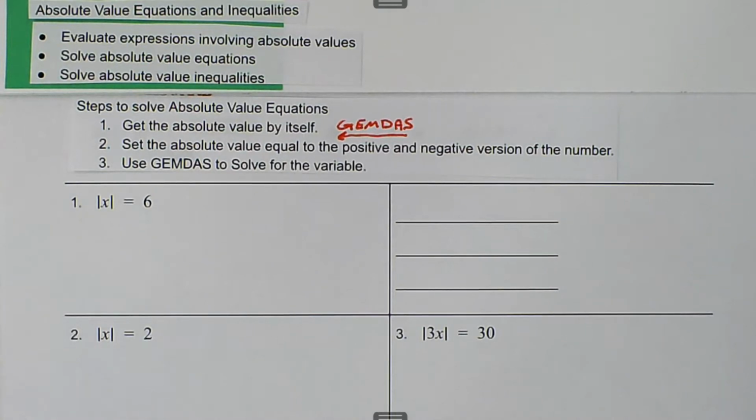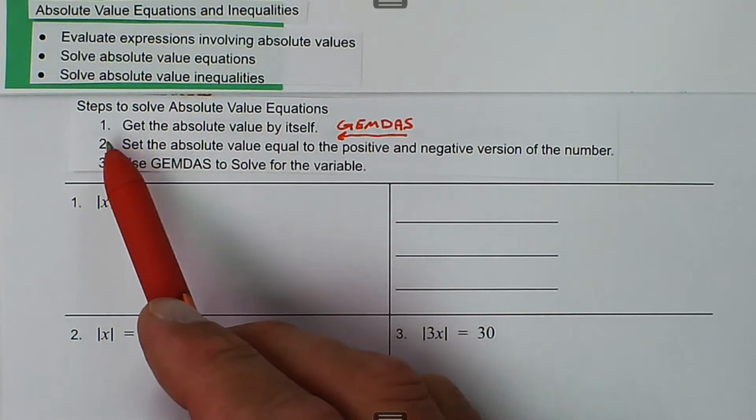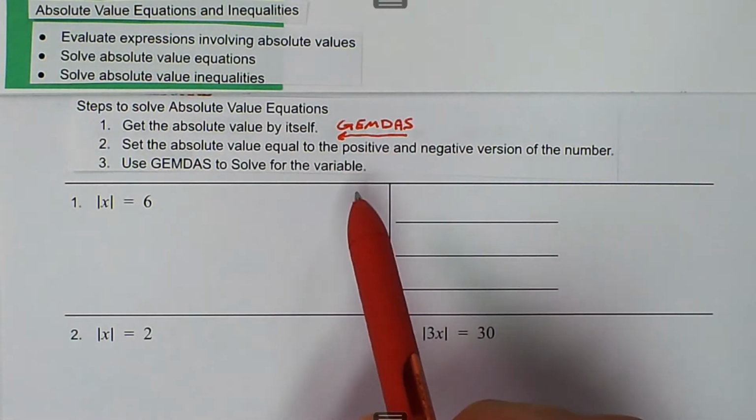We are talking about absolute value equations and inequalities, and we want to evaluate expressions involving absolute value, solve absolute value equations, and solve absolute value inequalities. So we have some steps that we need to follow in order to do that. Steps to solve an absolute value equation. Get the absolute value by itself, and we're going to use GEMDES in order to do that.